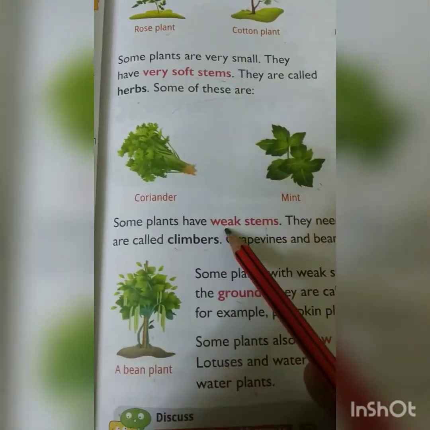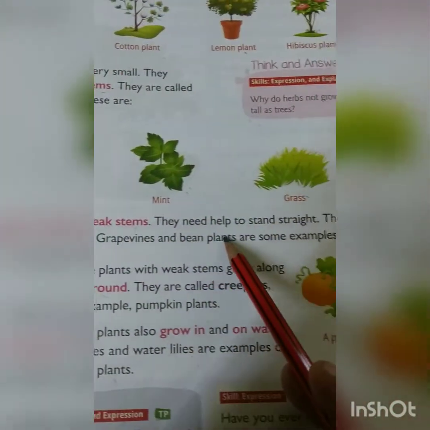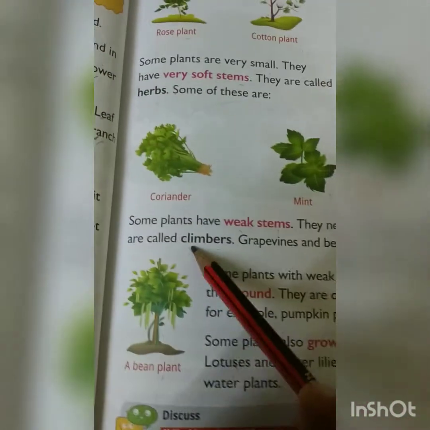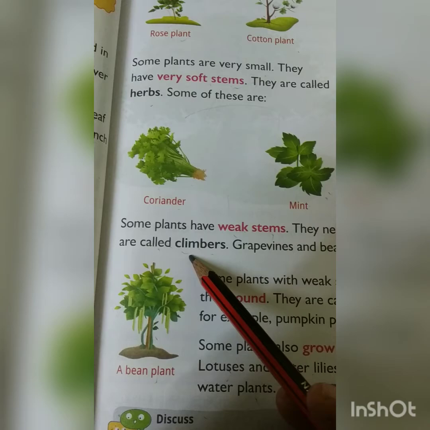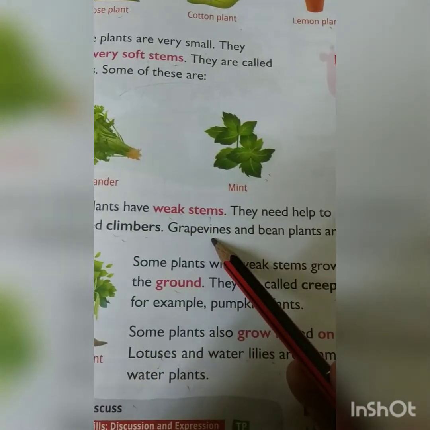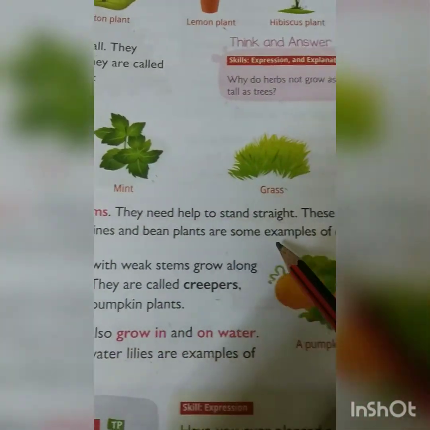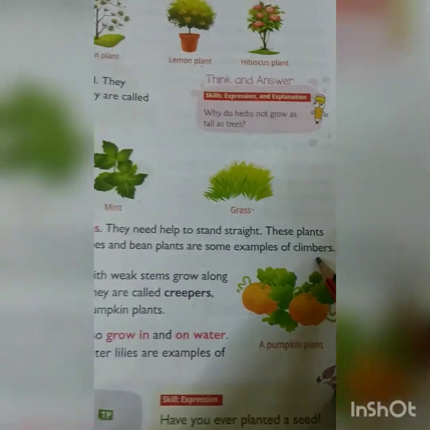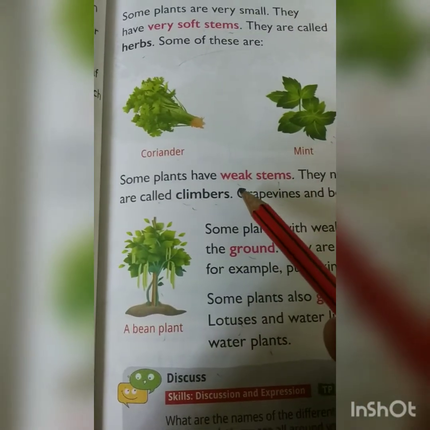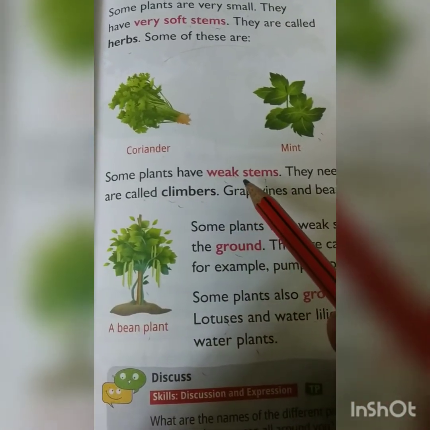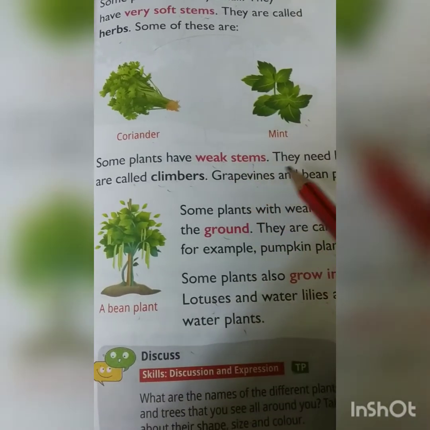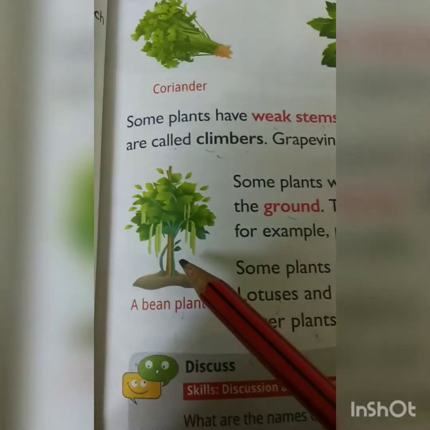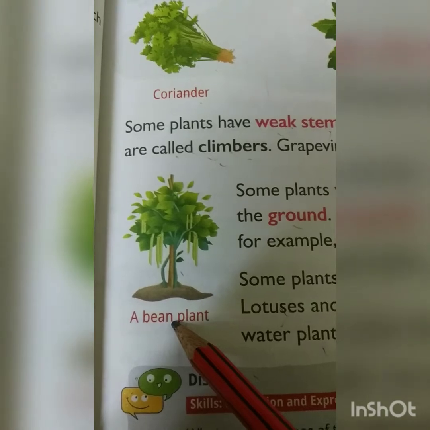Some plants have weak stems. They need help to stand straight. These plants are called climbers. Grapevines and bean plants are some examples of climbers. Children, there are some plants which are very, very weak. They need some support. See here, bean plant.